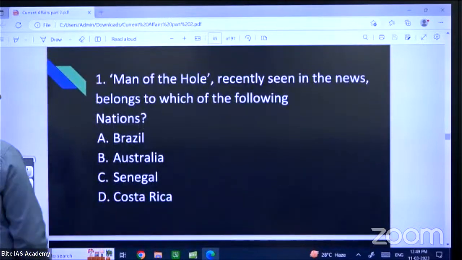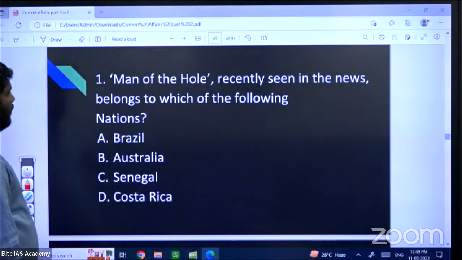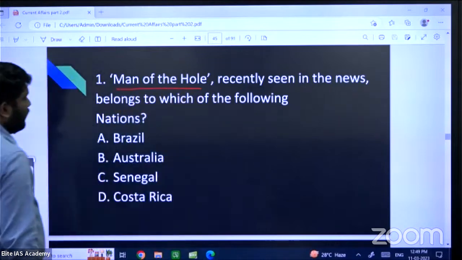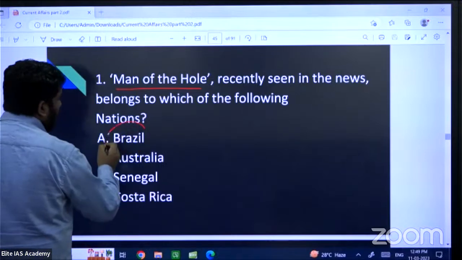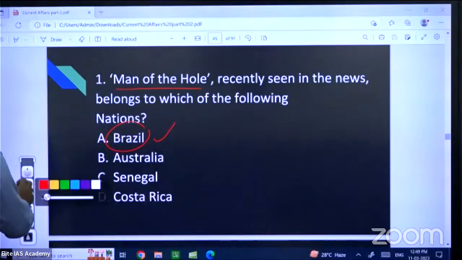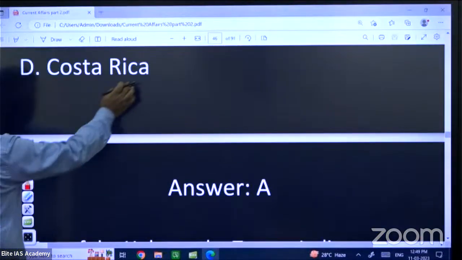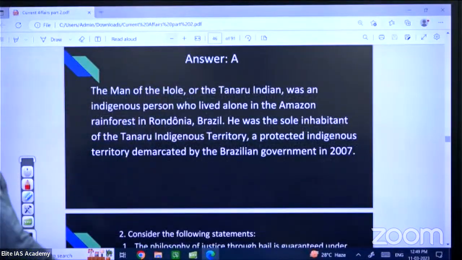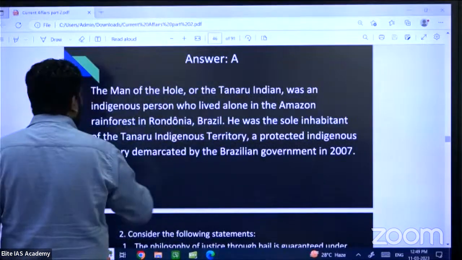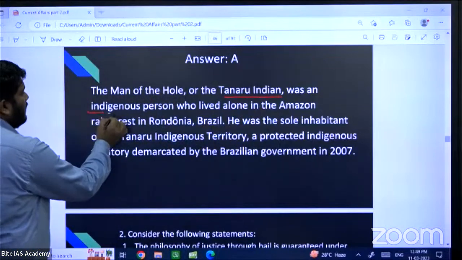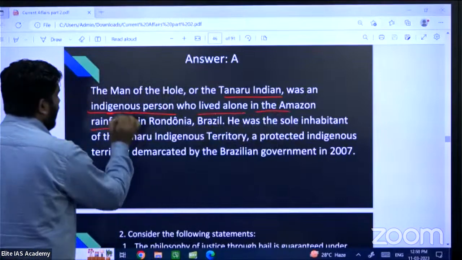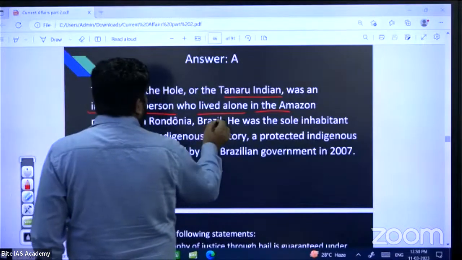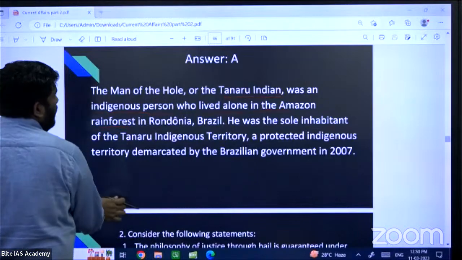The first question here is, the Man of the Hole, recently seen in the news, belongs to which of the following? So what is it, and which country is it related to? Actually it is related to Brazil, and the native of that Brazil is the Man of the Hole. I'll show you the explanation. The other name for the Man of the Hole is Tanaru Indian, an indigenous person, that is a native person, who lived alone in the Amazon rainforest. So he was the only native of that part of the Amazon rainforest, and you know that the Amazon rainforest is in Brazil. So that's why this is in the news, and the answer would be Brazil.